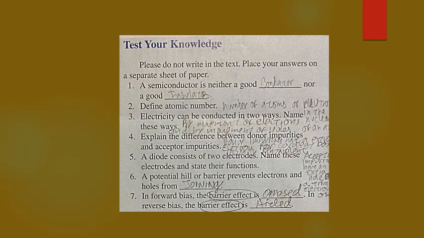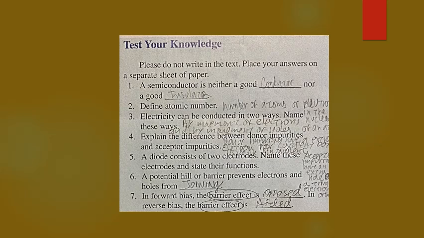Finally, test your knowledge. Questions. Number 1. A semiconductor is neither a good conductor nor a good insulator. 2. Define atomic number. It is the number of protons in the nucleus of an atom.